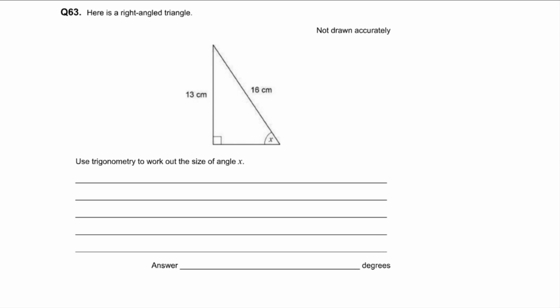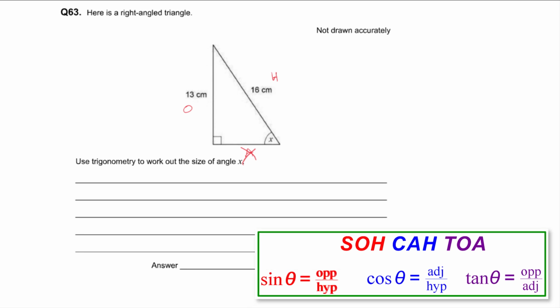Question 63. Here's a right angled triangle. Use trigonometry to work out the size of angle x. Okay, same old, same old. Label the sides: h, that's O, that's A. So which one don't we know? We don't know A. Don't care about A. So SOHCAHTOA. Which one has got an A in it? TOA does. CAH has. SOH doesn't.